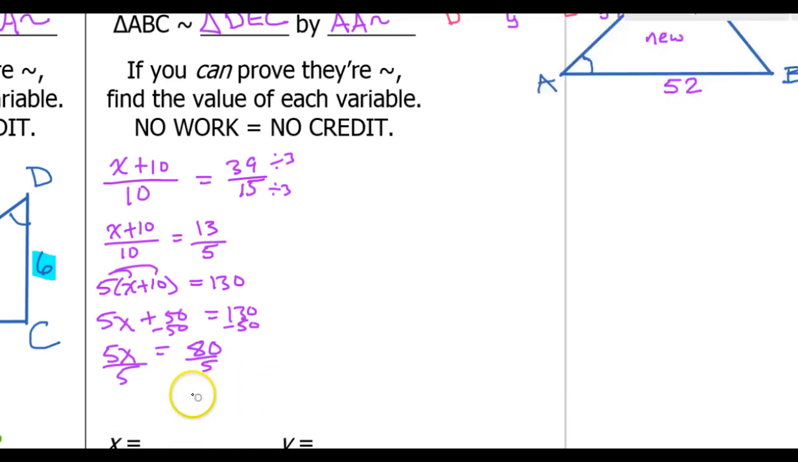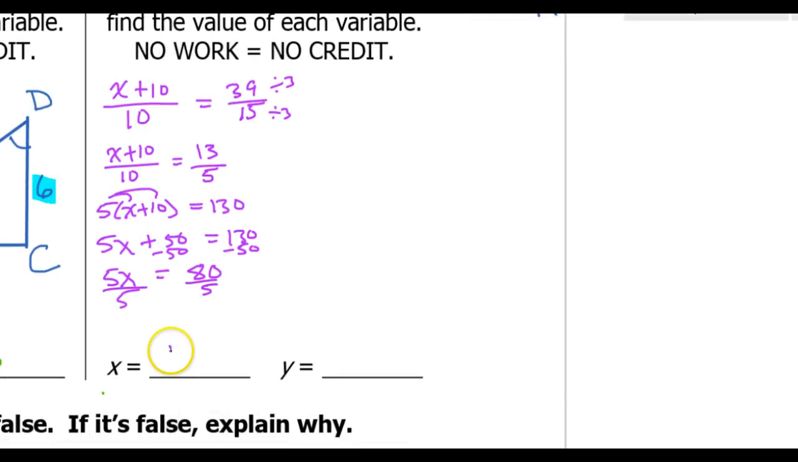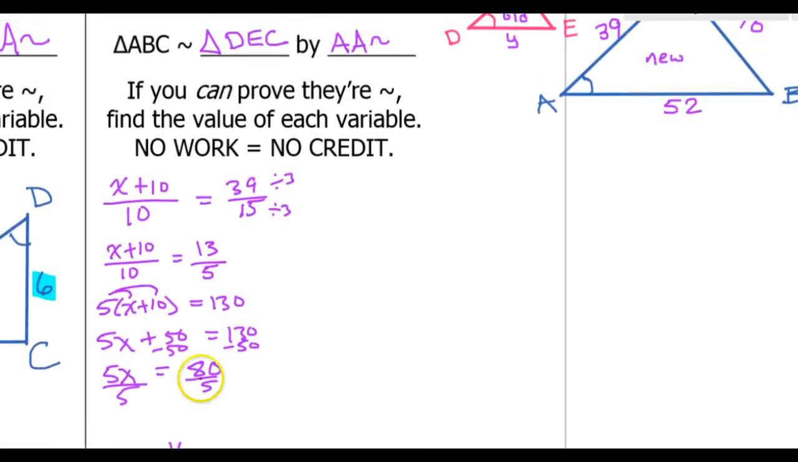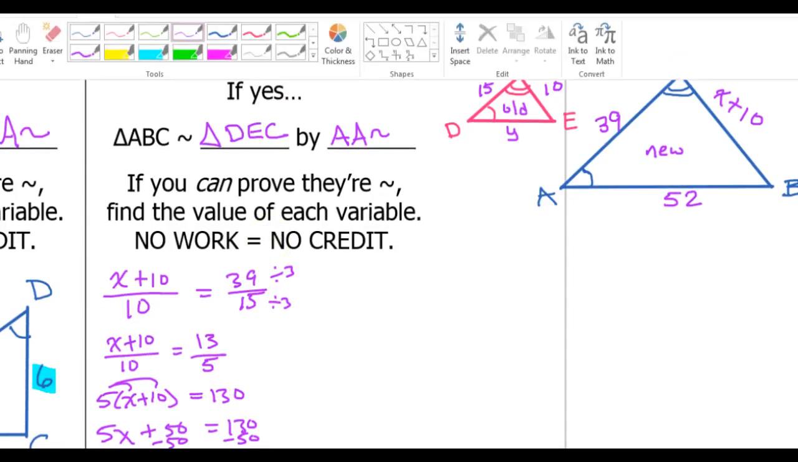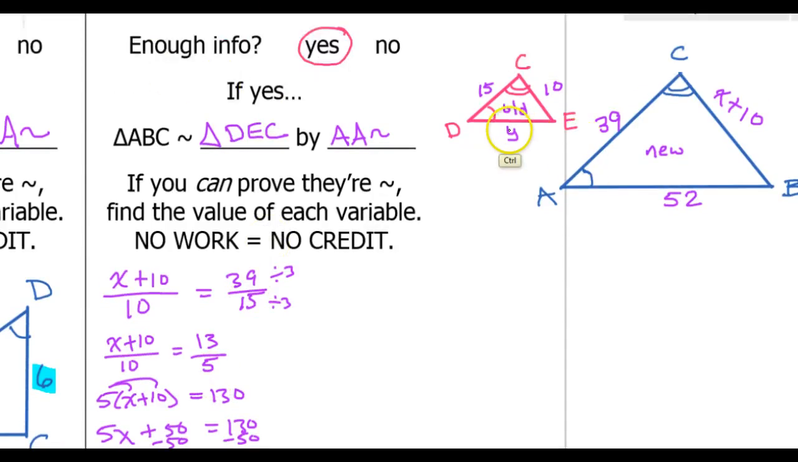So that's 16. So x turns out to be 16. Now, what about y? So y corresponds with 52. So I'm going to do new over old again. So I'm going to do 52 over y equals, and I can again do 39 over 10.